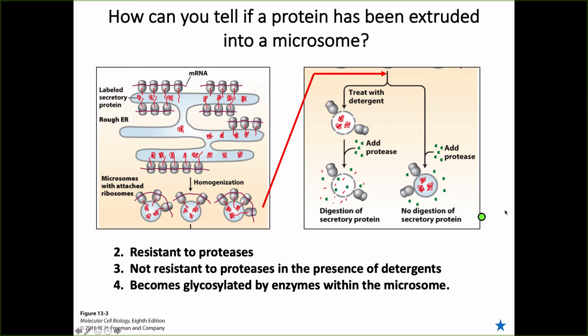And then, another proof of that, not going into the detail, is that the proteins also become glycosylated by enzymes within the microsome. You can also look at the different molecular weights. The molecular weight changes due to the glycosylation. So if you take the protein and add an enzyme which will digest the carbohydrate, you get a lower molecular weight compared to that. So all these different types of experiments proved that these proteins with the signal peptide are destined to the endoplasmic reticulum, and they go into the lumen of the endoplasmic reticulum.